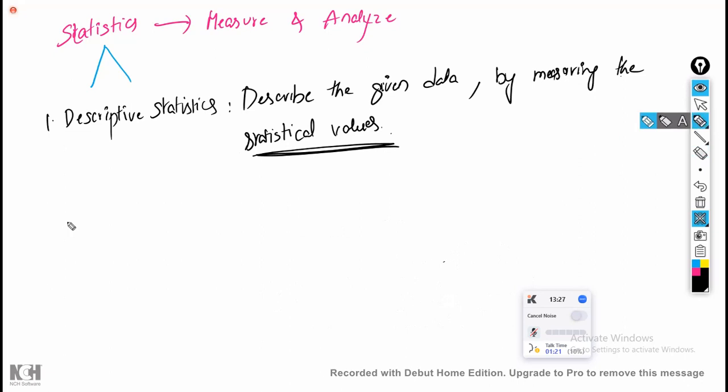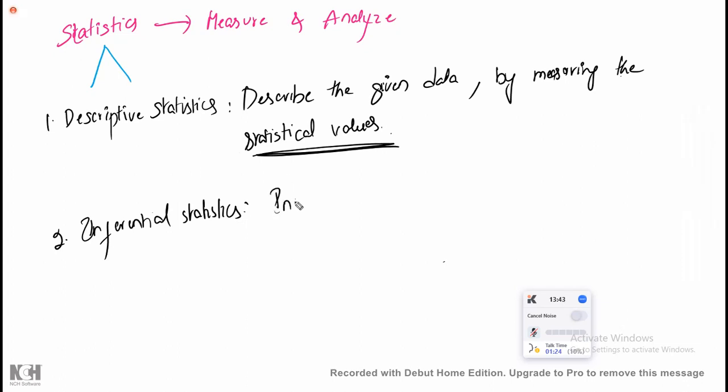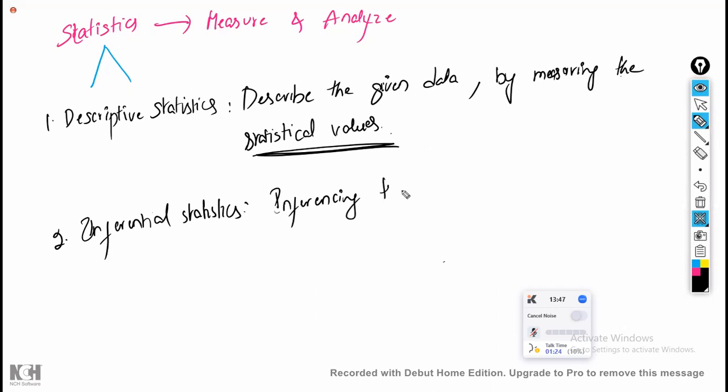Next, we have one more type of statistics called inferential statistics. The second type of statistics is called inferential statistics. Inferential means inferencing the data. Now, what is meant by inferencing? Inferencing means nothing but estimating.